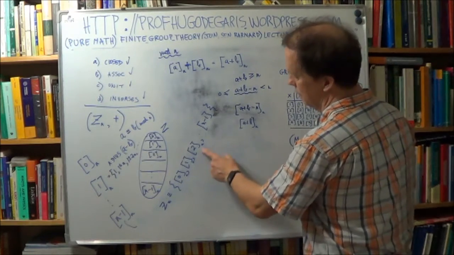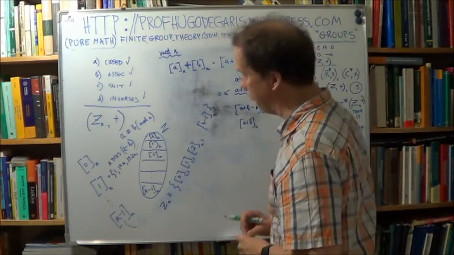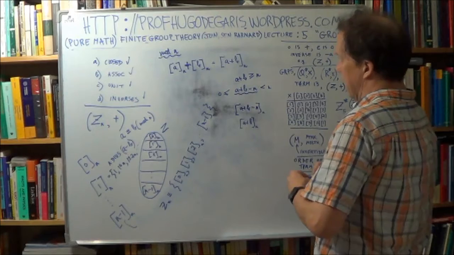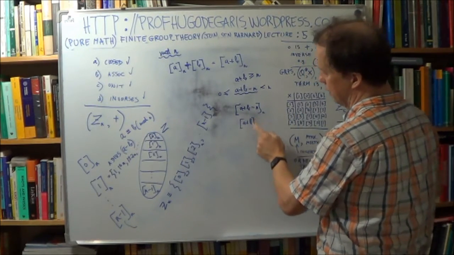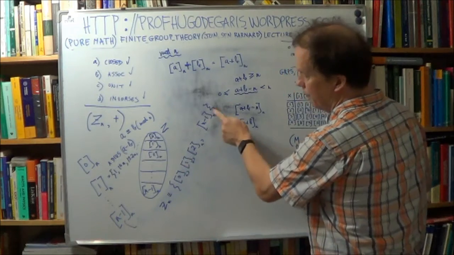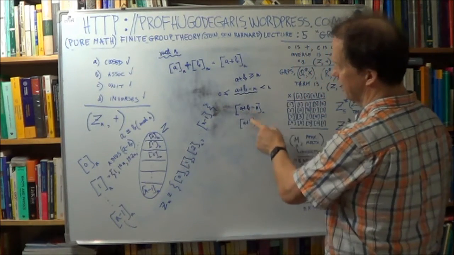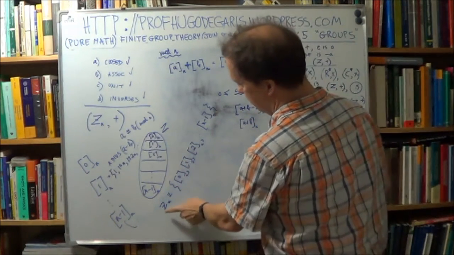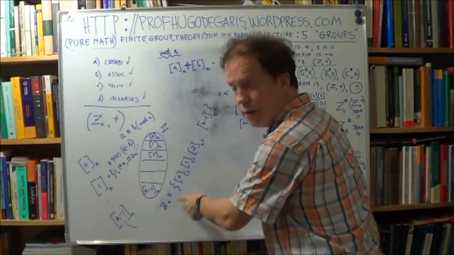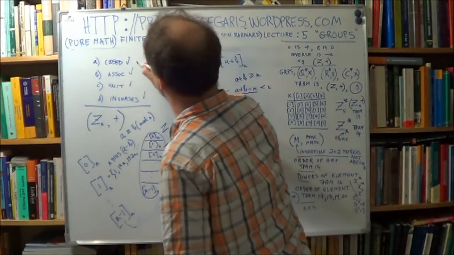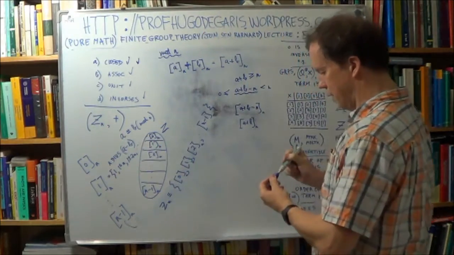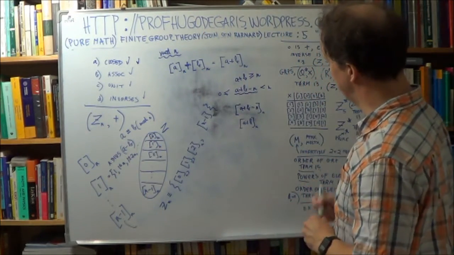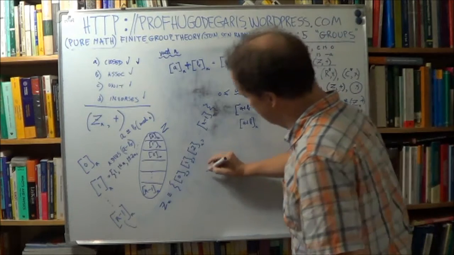Each one of these is a residue class. So this or this, whichever it is, is one of these. Therefore the result belongs to this set. So it's closed, and we tick that for this case. Now, is it associative?